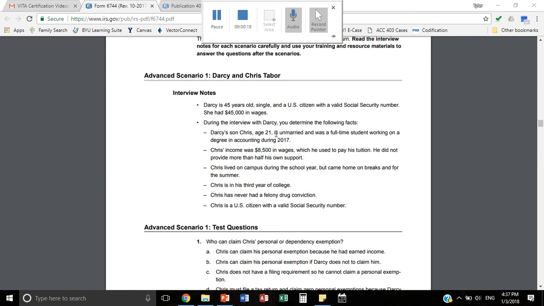Darcy's son, Chris, is 21, unmarried, and a full-time student working on a degree in accounting during 2017. His income was $8,500 in wages, which he used to pay his tuition. He did not provide more than half of his own support. Chris lived on campus during the school year, but came home on breaks and for the summer. And Chris is in his third year of college, has never had a felony drug conviction, and is a U.S. citizen with a valid social security number.